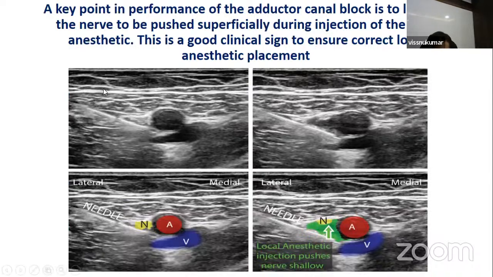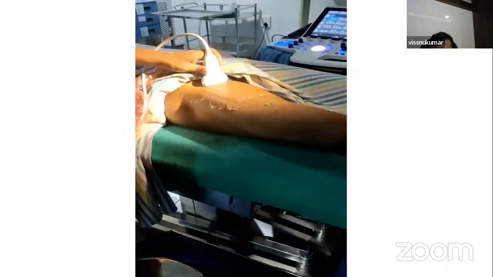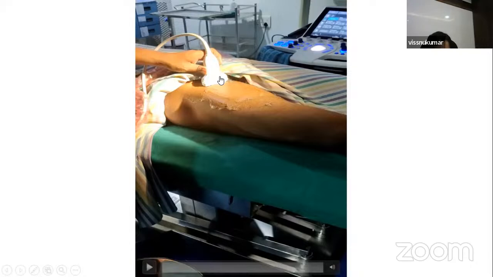So see here, once we cross the vastoadductor membrane, you just deposit the local anesthetic, and this local anesthetic always pushes the nerve deep, and it pushes the artery lateral. So this is a good clinical sign to ensure there is correct local anesthetic spread. Now here I am just showing you. See, first my image is always in the same position. Femoral nerve you'll be doing here. Okay, femoral nerve block. Once you palpate the femoral artery, you just place the probe linearly.